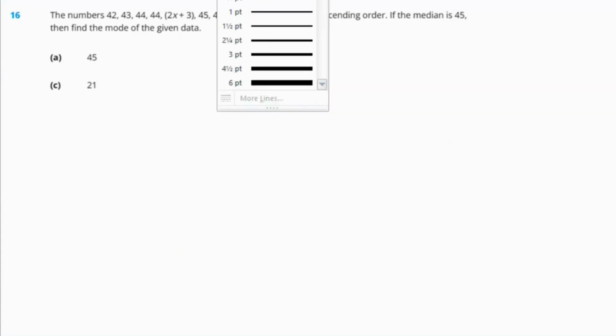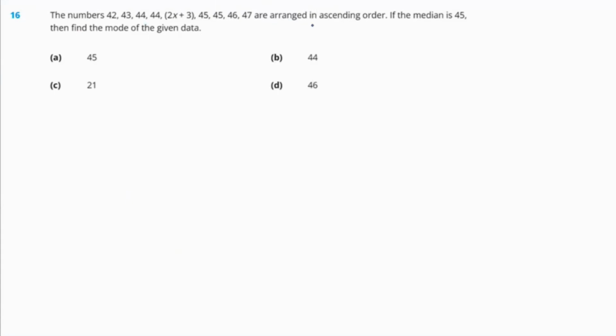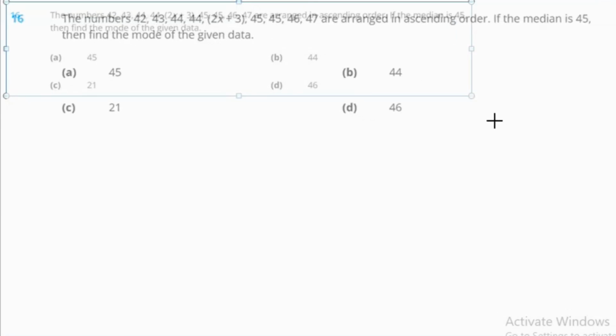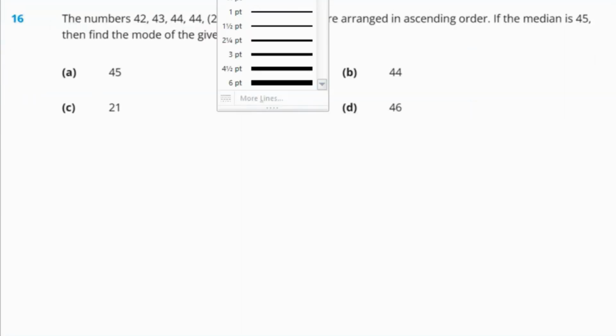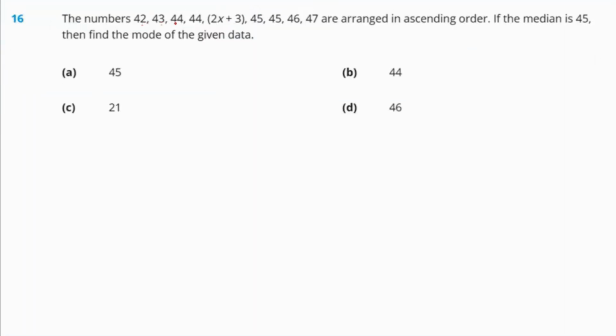Next question. These numbers are already given, arranged in ascending order. If the median is 45, find the mode. So how many terms are there? In this question, first we need to figure out the number of terms. So 1, 2, 3, 4, 5, 6, 7, 8, 9, 9 terms are there.